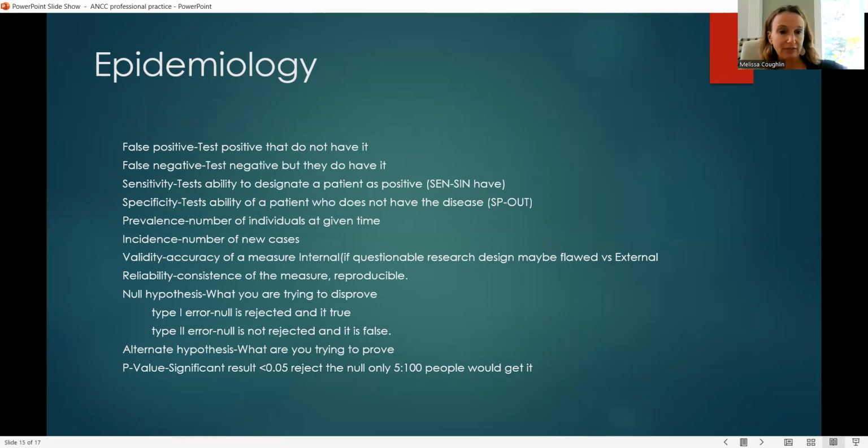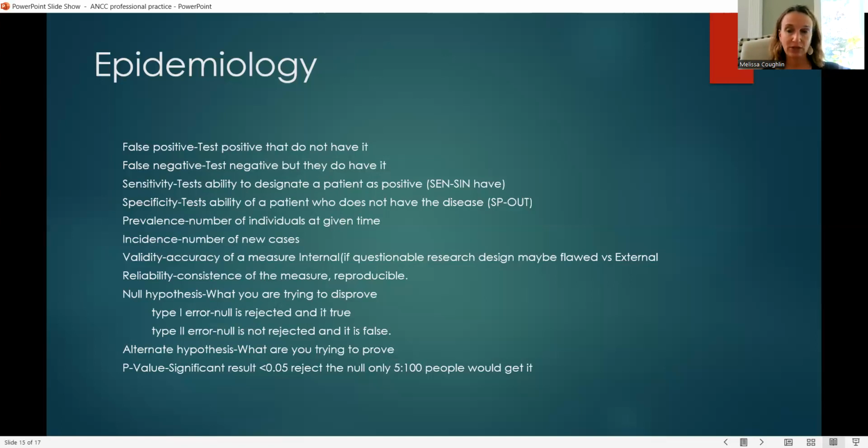The validity of a test is the accuracy. And you have both internal and external. Internal, if it's in question, that means there might be some research design flaw, and external can be replicated out in society. You can use the validity to reproduce the event in your practice. Reliability, consistency, and measurement.